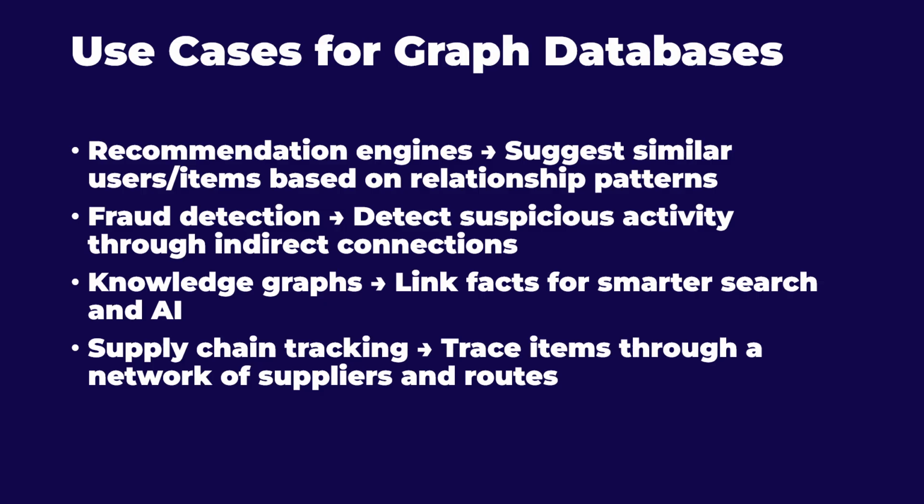Graph databases shine in real-world situations where relationships matter most. Here's how they're used. In recommendation engines, they find users with similar interests based on shared connections. Fraud detection uses graph traversal to catch suspicious behavior across multiple accounts.